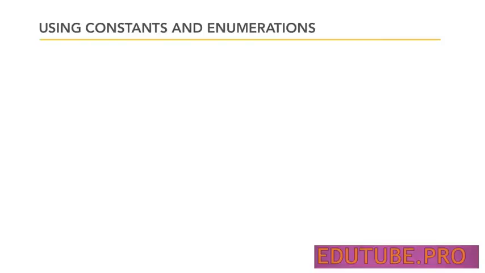In this example, we're going to look at using constants and enumerations. Constants and enumerations are basically C# programming constructs that make your code easier to understand and easier to maintain. So let's take a look at what we mean by that. Suppose we had some code that looked like this.